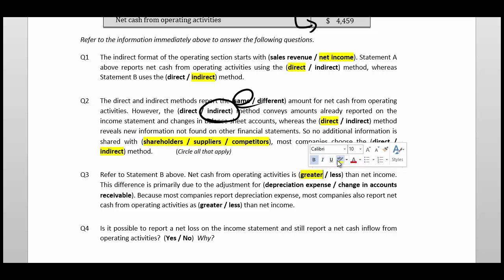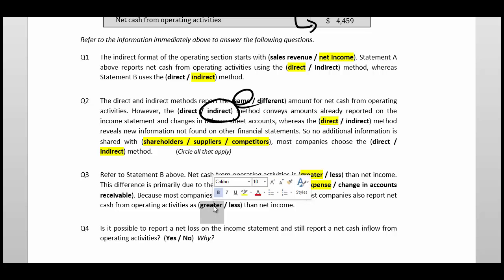It's greater than net income. The difference is primarily due to what? The adjustment, is it for depreciation expense or changes in accounts receivable? Yeah, depreciation expense here is huge. Because most companies report depreciation expense, most companies also report net cash from operating activities as greater than net income. It's almost always the case.